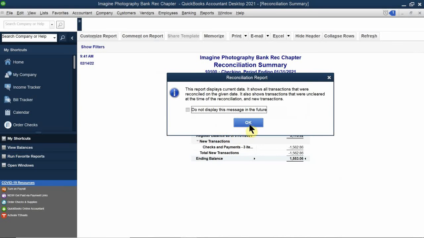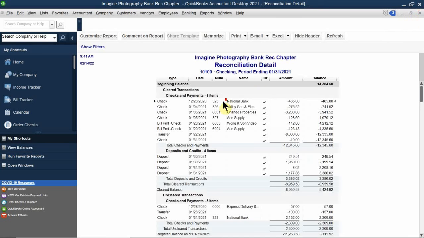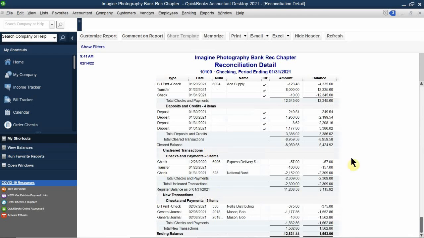Now, once I did that, I click OK. So here's your report here on your bank reconciliation and so on and so forth. And this is what happened, right? How did I get the money to equal 0? Well, I wrote all these checks, I deposited all this money, and so on and so forth.